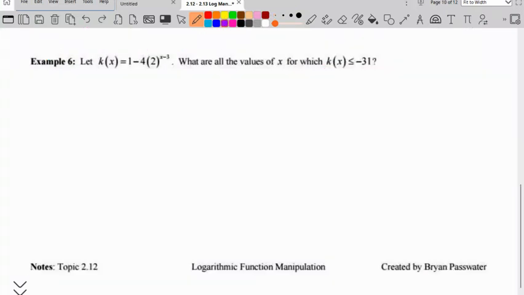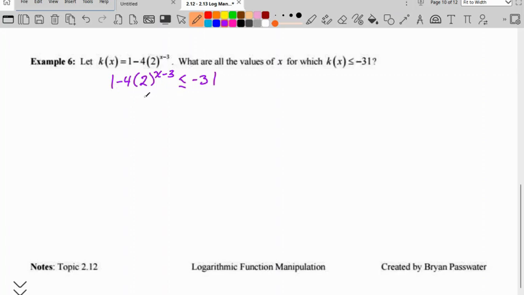Okay, and let's take a look at this last one real quickly. It says let k of x equal 1 minus 4 times 2 to the x minus 3. What are the values of x for which k of x is less than or equal to -31? So that literally means we just want this expression, 1 minus 4 times 2 to the x minus 3, to be less than or equal to negative 31. Okay, so let's start solving that. We remember that if you multiply or divide both sides of an inequality by a negative, you have to flip the sign. So we're just keeping that rule in mind before we get started.